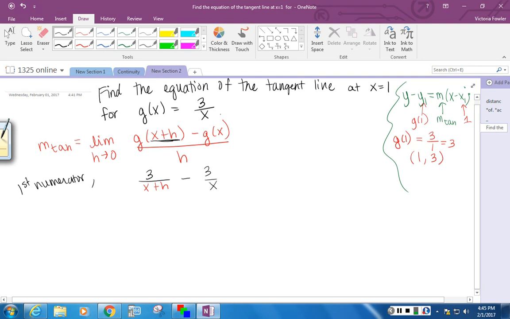Now I want to try to simplify, but the only way I can simplify is if I have a least common denominator. So my least common denominator will just be the product of x plus h times x. So I can't just arbitrarily multiply by x. I can multiply by 1, right? Something over itself is 1. So I'm going to multiply the numerator of this first part by x, the denominator by x.